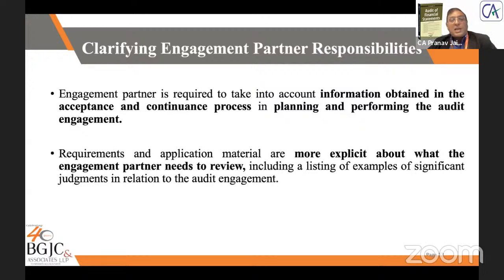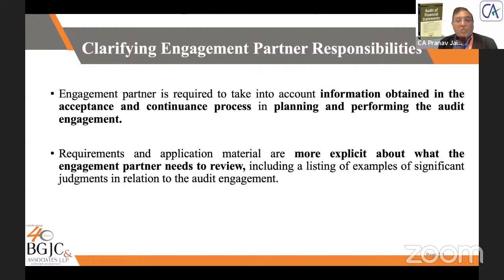The requirements and the application material are more explicit about what the engagement partner needs to review, including a listing of examples of significant judgments in relation to the audit engagement. So when we talk about what the engagement partner needs to review, the standard says there should be a review at appropriate stages of the audit, throughout the audit.